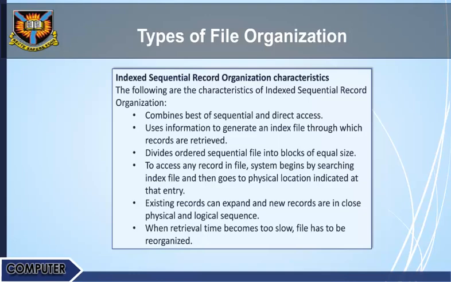Indexed sequential record organization characteristics. The following are the characteristics of indexed sequential record organization. Combines best of sequential and direct access. Uses information to generate an index file through which records are retrieved. Divides ordered sequential file into blocks of equal size. To access any record in file, system begins by searching index file and then goes to physical location indicated at that entry. Existing records can expand and new records are in close physical and logical sequence. When retrieval time becomes too slow, file has to be reorganized.